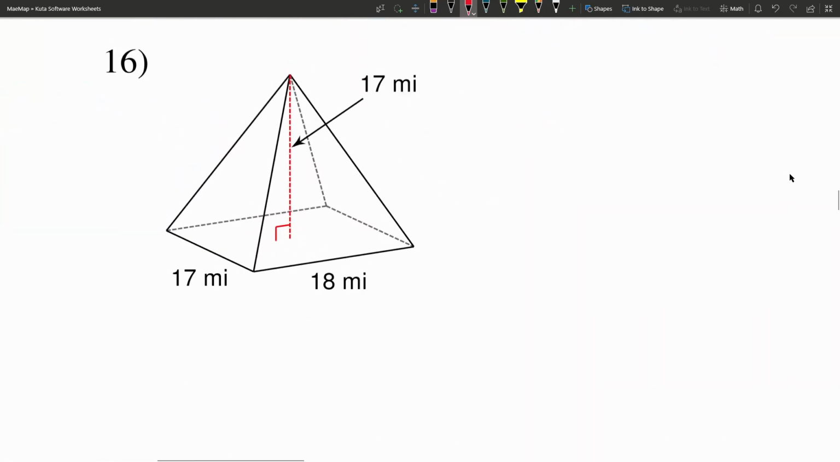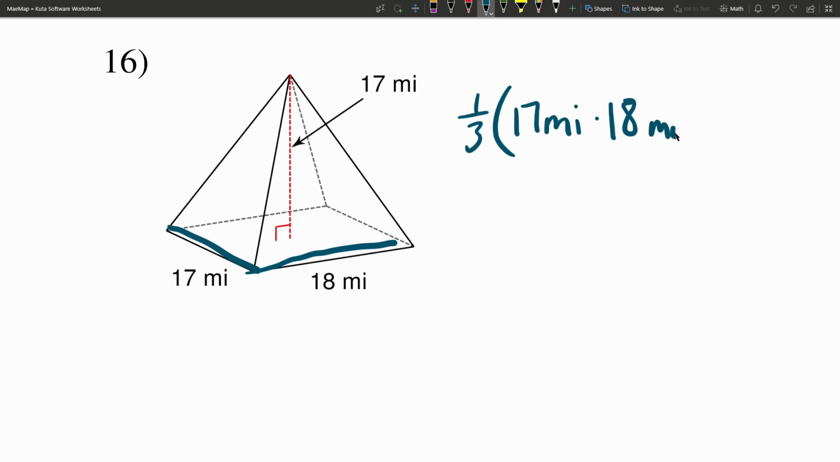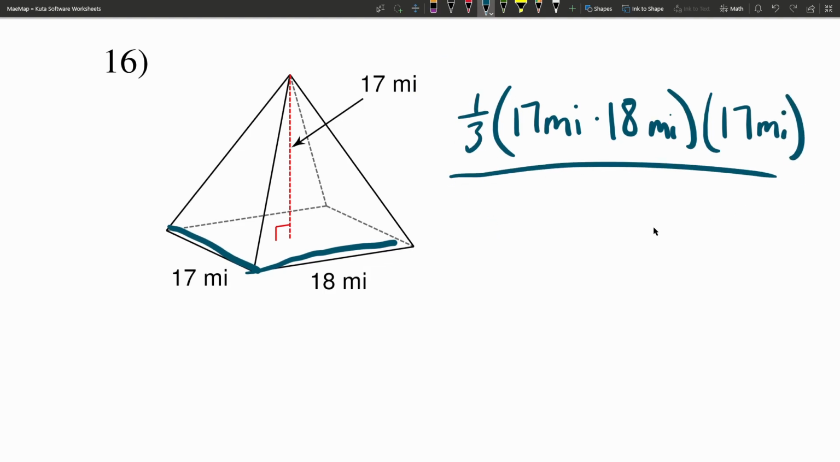In number 16, what do we got? We have a pyramid. What's the volume for a pyramid? 1/3 the area of the base times the overall height. So that's going to be 1/3 times the area of our base, which is, well, it's a rectangle, so length times width, which is 17 miles times 18 miles. There's the area of our base. Multiply that by our height of 17. And then we're taking 1/3 of that.